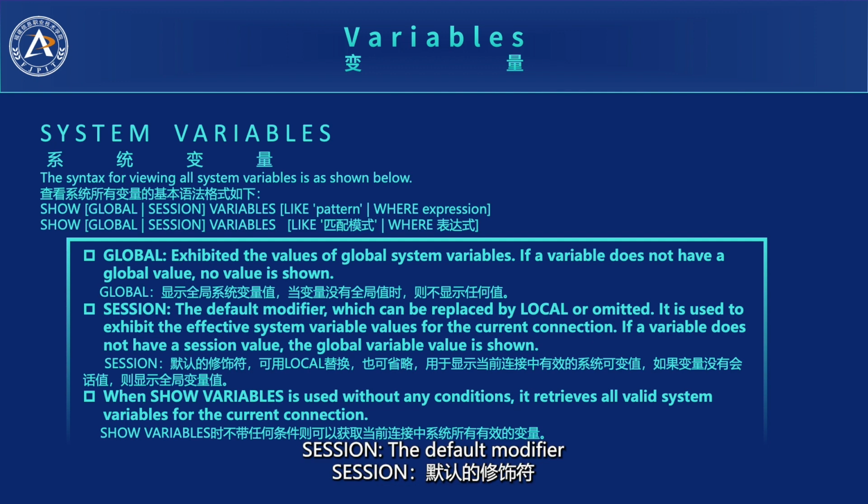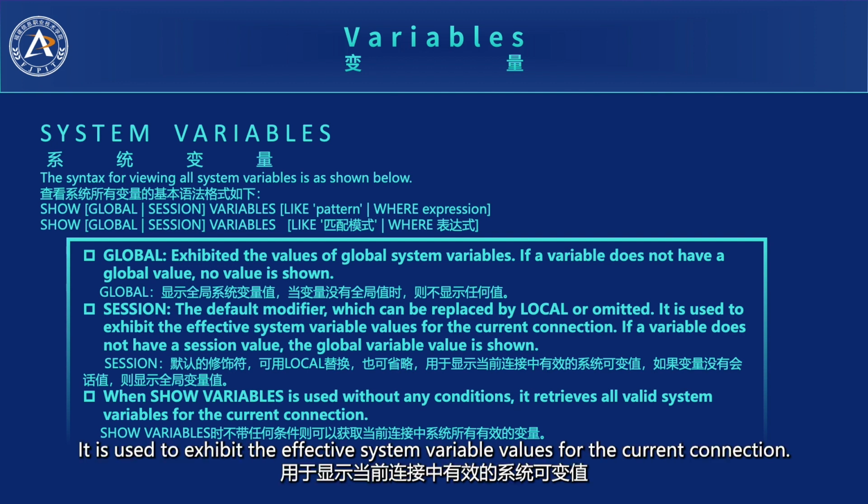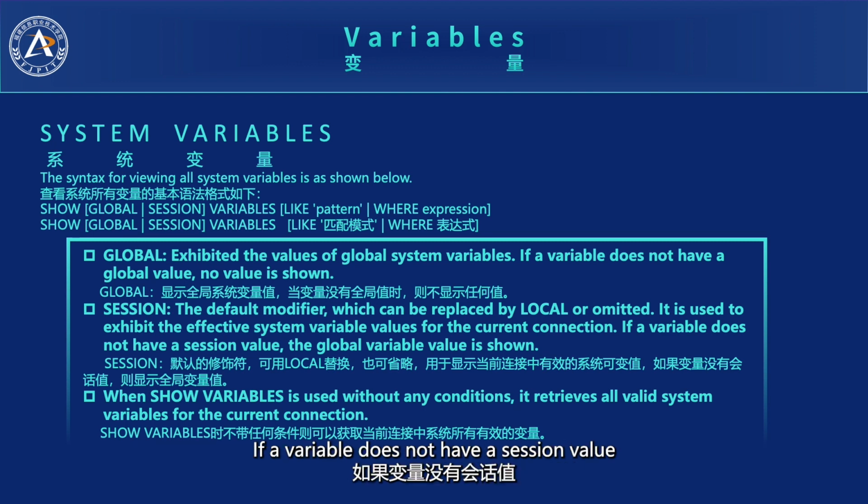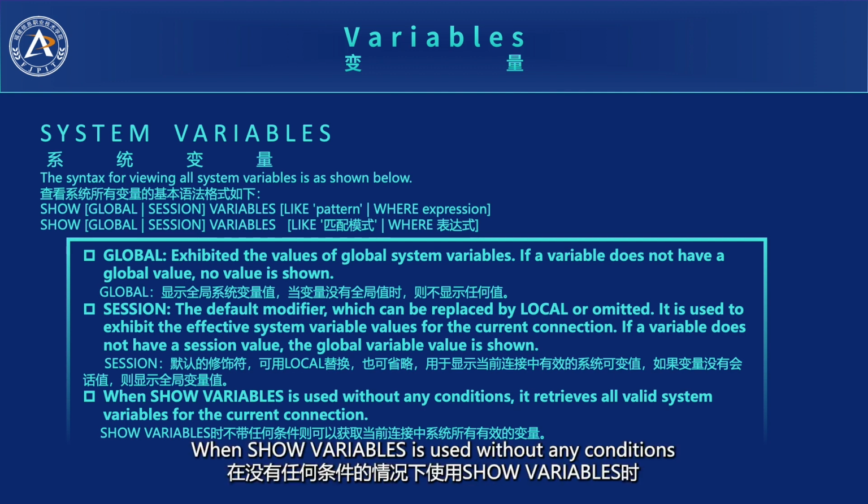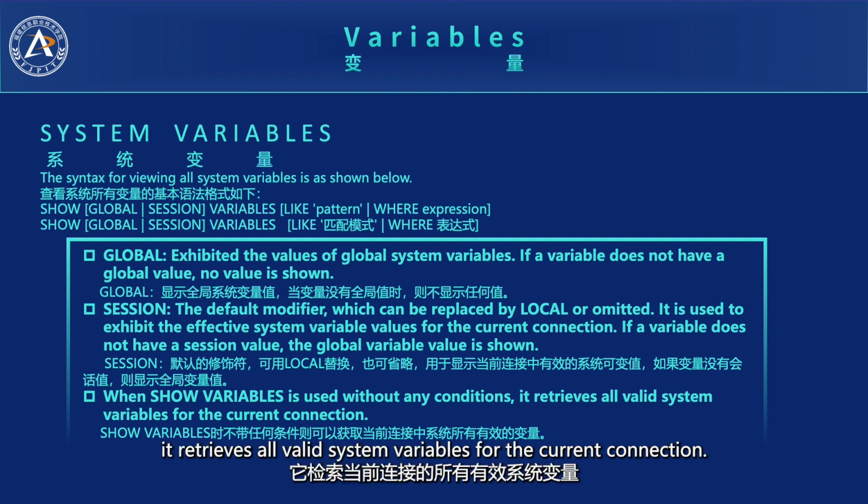Session is the default modifier, which can be replaced by local or omitted. It is used to exhibit the effective system variable values for the current connection. If a variable does not have a session value, the global variable value is shown. When show variables is used without any conditions, it retrieves all valid system variables for the current connection.